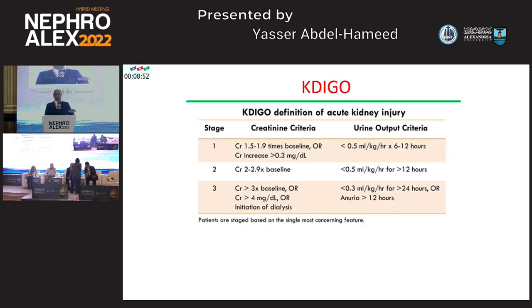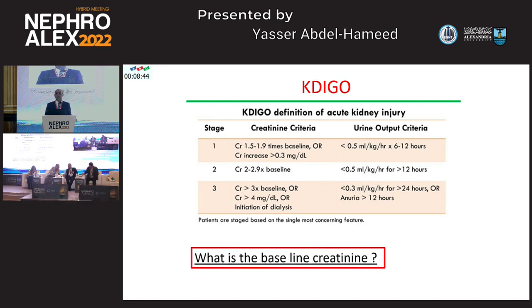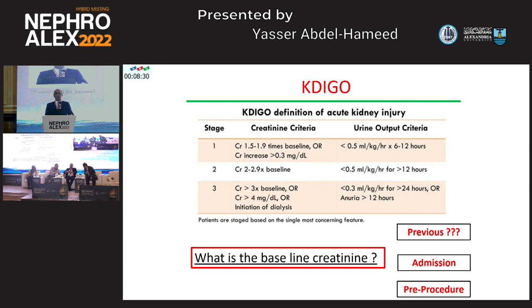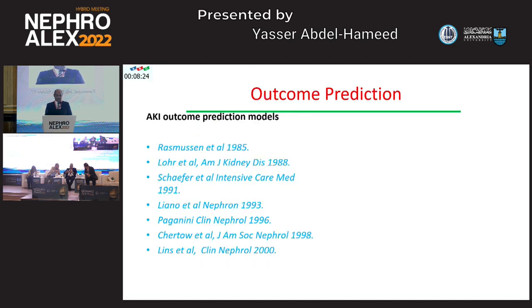This is the KDIGO definition we use for acute kidney injury: a rise in creatinine from baseline of more than 0.3. So what is the baseline creatinine? This is an important question. Is it the previous creatinine? We usually find difficulty getting it from the history. Or is it the admission creatinine, or the one immediately pre-procedure, pre-contrast, or pre-operative? We often fail to find this.